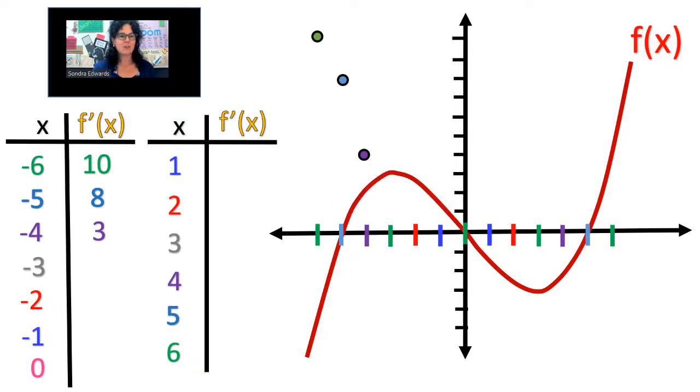Then at negative 3, the slope of the tangent is 0. Anytime we're at mins and maxes, the slopes of the tangents will be 0. We'll have a horizontal tangent there. Okay, so I can plot the point negative 3, 0. That's on f prime of x.